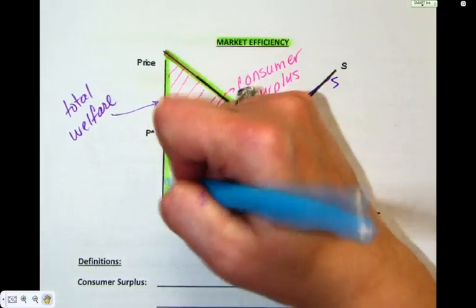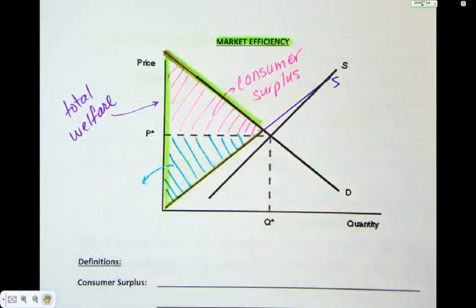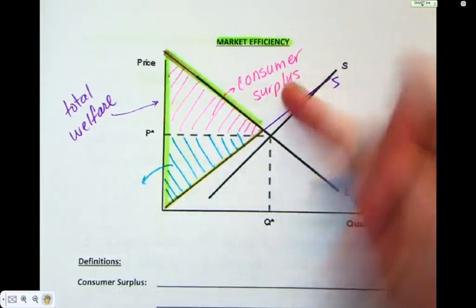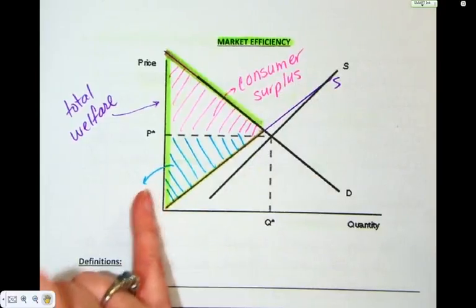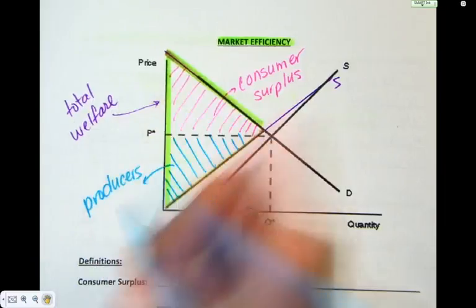And I'm going to shade in a different color the bottom half of the triangle. Anyone want to guess what the bottom's called? Suppliers or producer surplus, you got it. Producer's surplus.